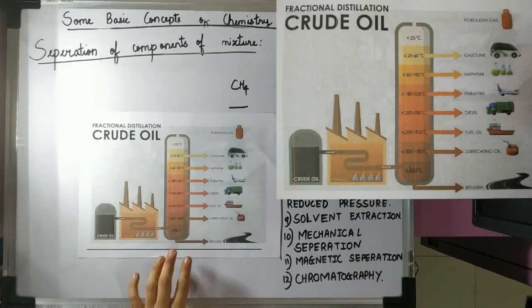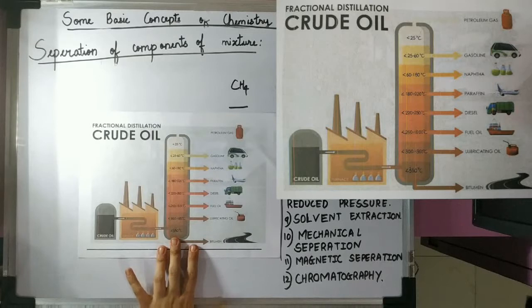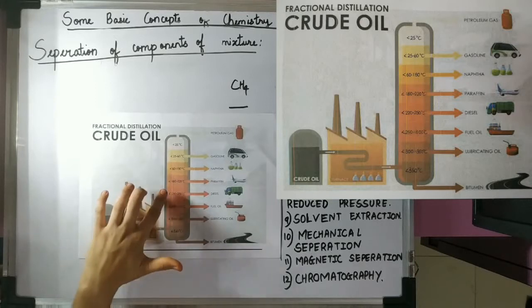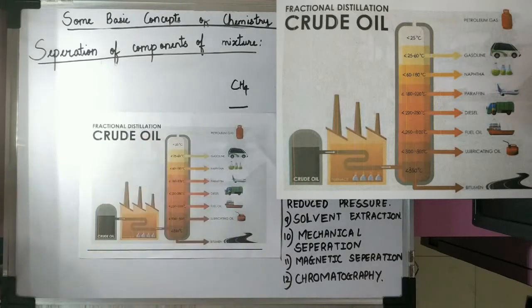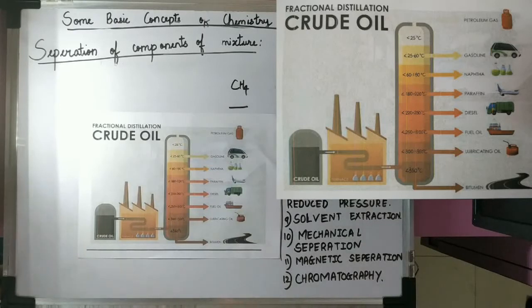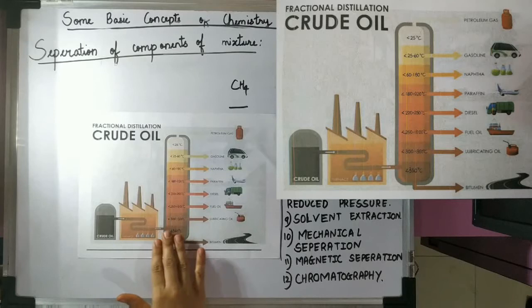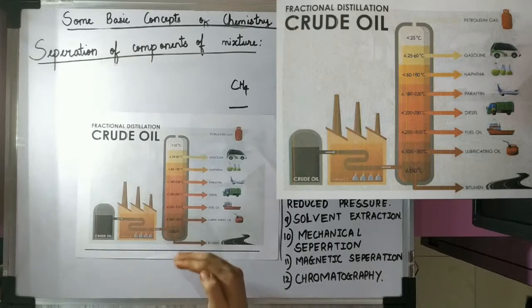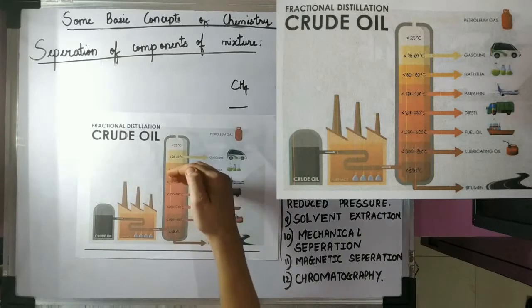At the bottom, the temperature is greater than 350 degrees Celsius, so all the components in the crude oil form vapors. At different heights we can see different temperatures in the fractionating column. This is a fractionating column. As we rise in height, the temperature decreases. Why? Because at a lower height it is being heated, so it is at a higher temperature, and the temperature is maintained such that there is a range of temperatures at different levels, right?